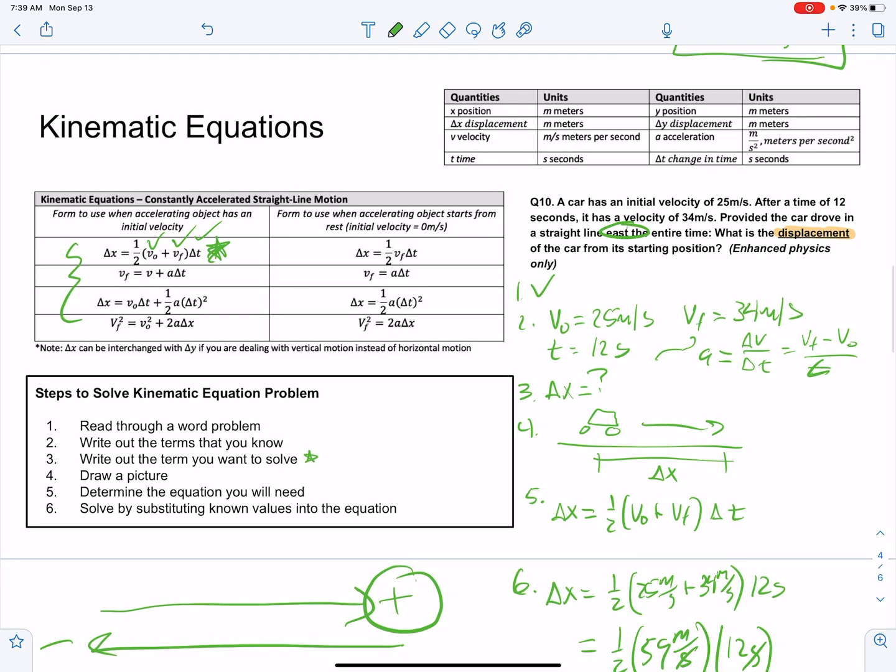Again, questions 11 and 12 you don't have to worry about. Once you've done that, you've finished the homework.